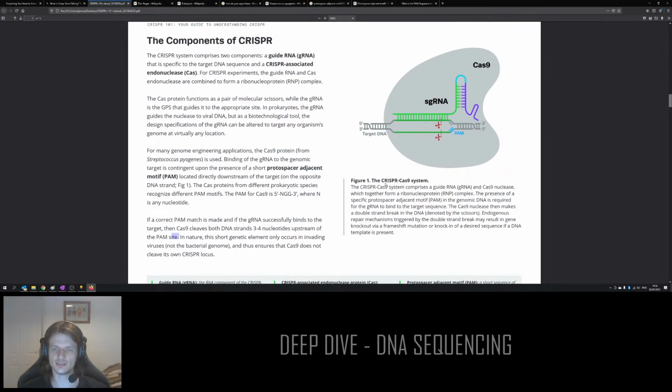Let's check this diagram out. Figure 1. The CRISPR-Cas9 system. The CRISPR-Cas9 system comprises a guide RNA and Cas9 nuclease, which together form a ribonucleoprotein RNP complex. Okay, let's see. CRISPR-Cas9 guide RNA. Cas9 nuclease. Target DNA.